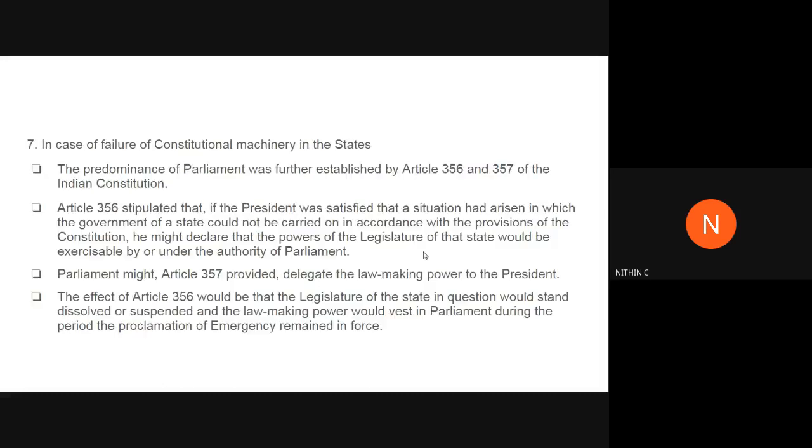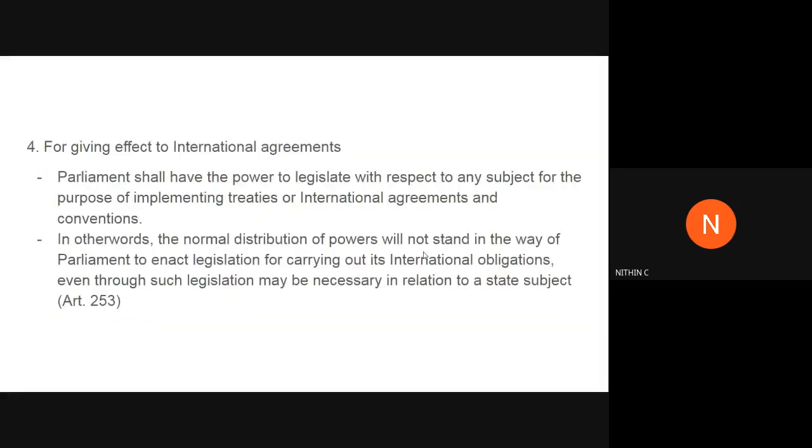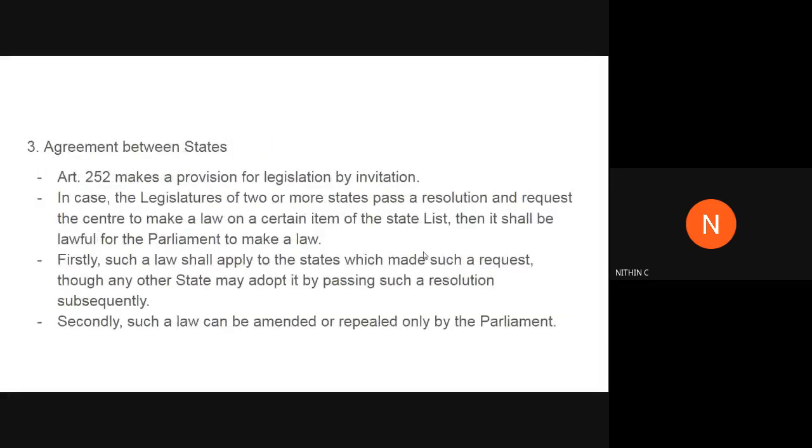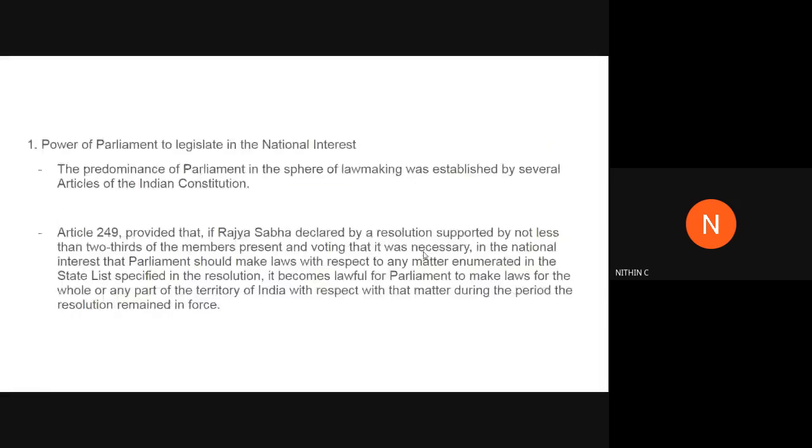In case of failure of constitutional machinery in the states, if there are some constitutional failures occurring within the state, you must have heard of imposing central rule. In that case also parliament can do the rest of the things. If they find that in a particular state the constitutional machinery has failed, there again parliament can come into play. And these are the 7 major factors that we will see in detail in the next classes. Yeah, you can mark your attendance now.